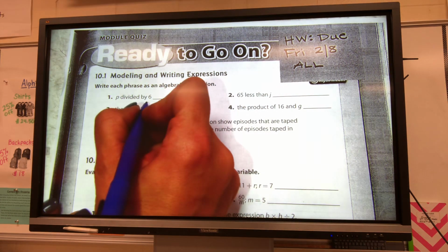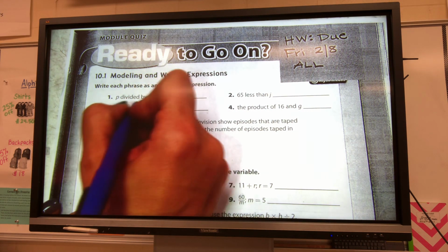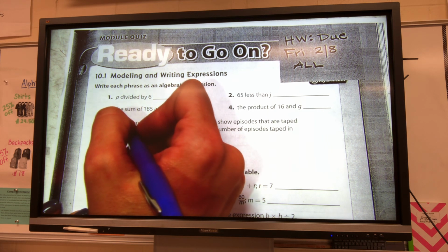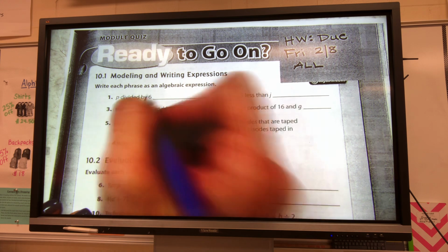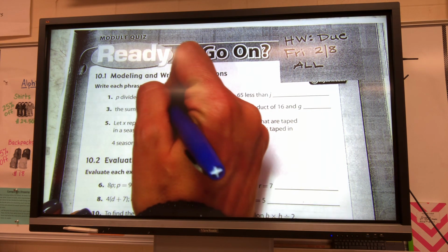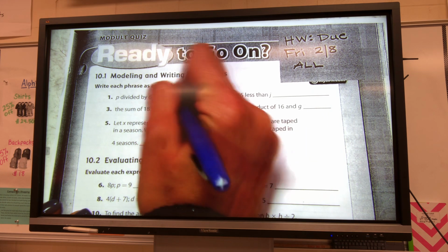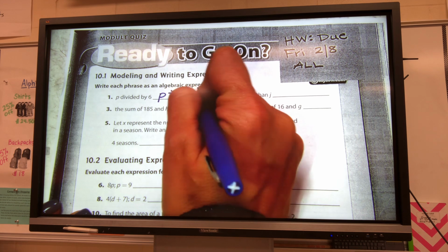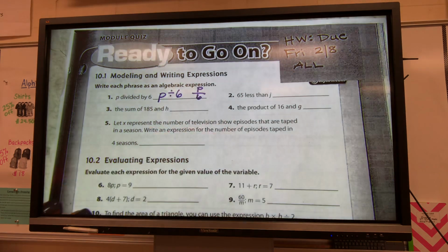So basically what this means is that we want to take these words and we want to put them into a problem using symbols, variables, and your constant that it gives you. So for this one it says p divided by 6, so we can have p with the division sign 6, or you can have p over 6 as your answer.